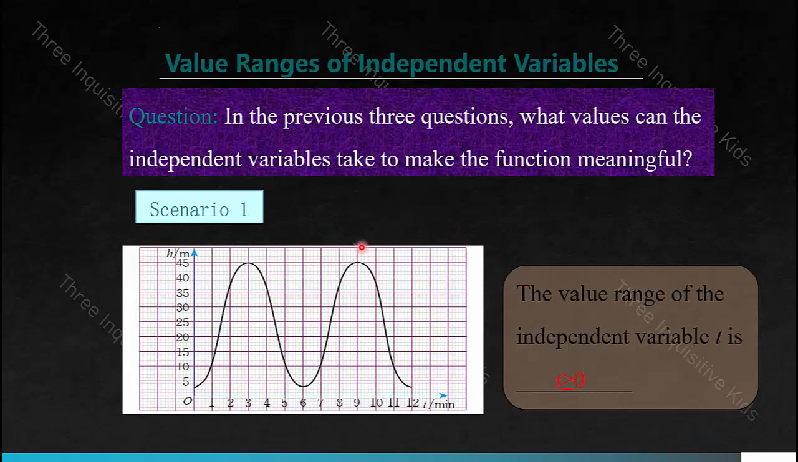Well, that would be when t is greater or equal to 0, because it doesn't make sense if t is less than 0. If t was -1, for example, does it make sense that you were on the Ferris wheel for -1 minutes? No, because in real life that does not exist. So in order to make the function meaningful, in this scenario, t will have to be greater or equal to 0.